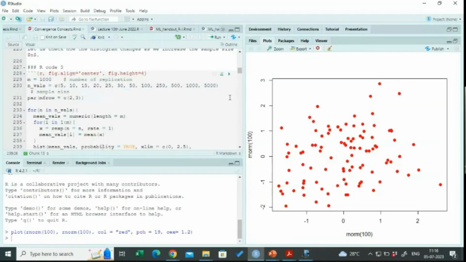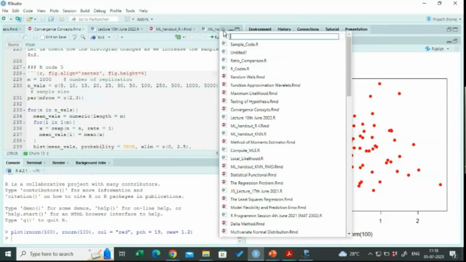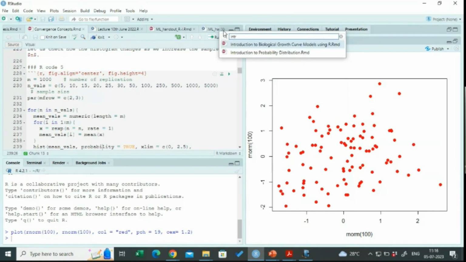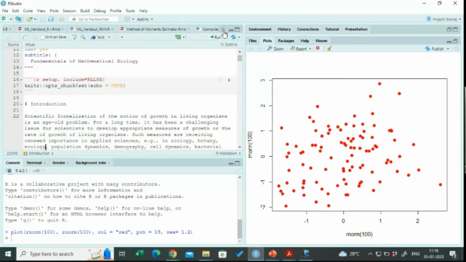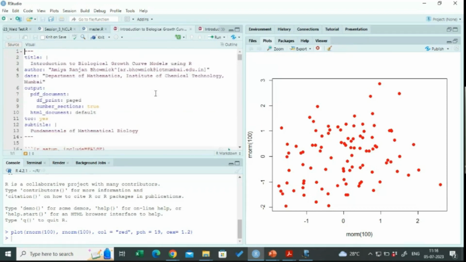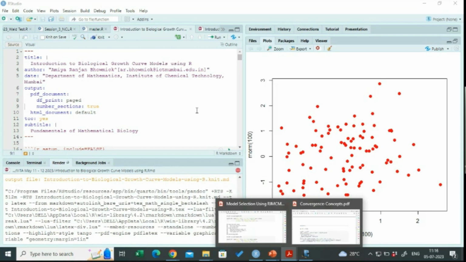Again, as you see, the power of dynamic documentation. I've written a document for you, an introduction to growth models using R. Again, it goes for fundamentals of mathematical biology. This is the heading that I had given over here. Again, let me execute this and check what is coming. I have got something, but I think till now I have shown you only building a PDF.